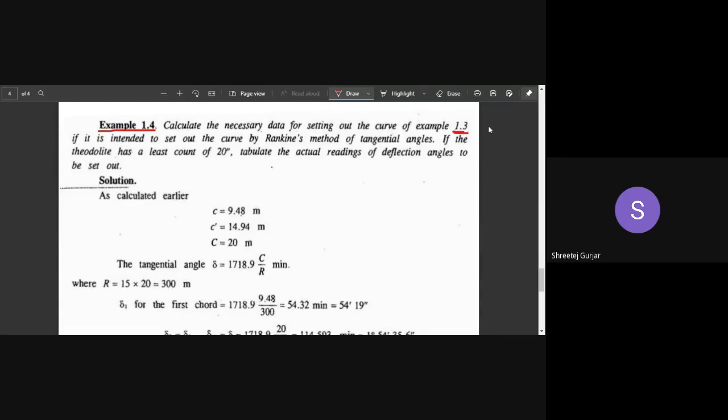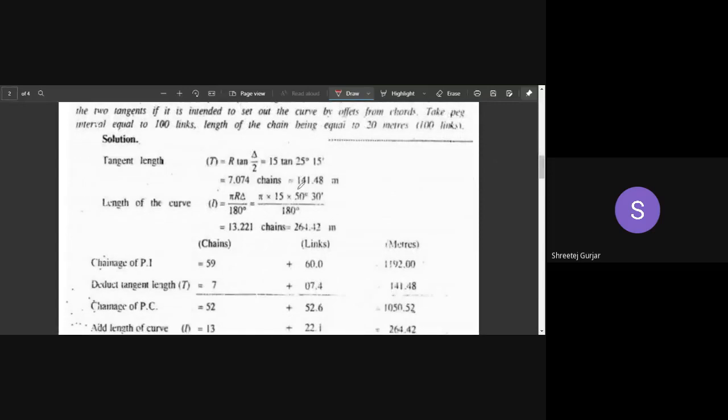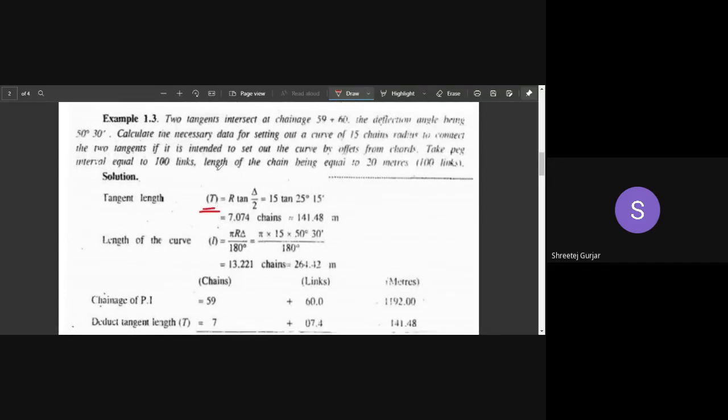Okay, let me just show you this particular example 1.3. I hope you remember that we have solved this particular 1.3, right? We had calculated the tangential length. They had given us the vertex V, the chainage of V, and we calculated the tangential length and arrived at the point of curve, PC. Then we calculated the length of the curve L, and we added it to PC and arrived at the point of tangency. Correct.